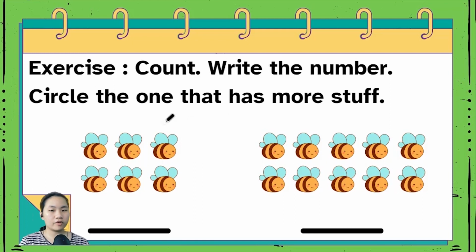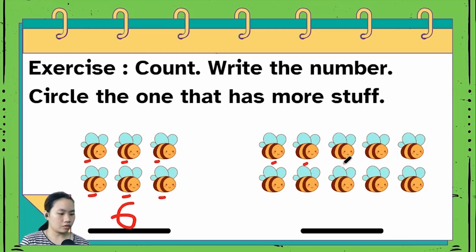So before I move on to checking the answer, feel free to take a pause, count the bees, write out the numbers, and circle which side has more bees, okay? All right, let's start counting. 1, 2, 3, 4, 5, 6. We have 6 bees over here.